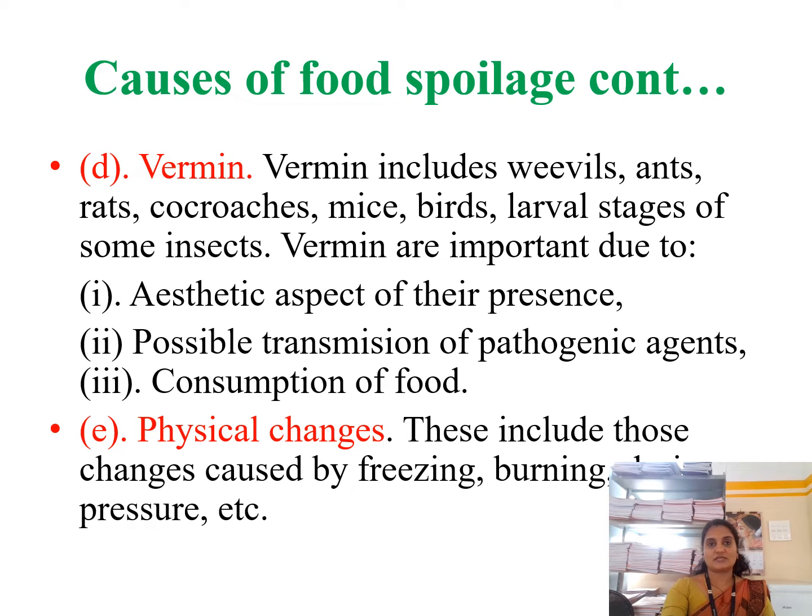Maybe in seasonal foods that we store in our rooms or storage rooms, what happens? Some types of insects, cockroaches, or rats may spoil the food products. The first concern is the aesthetic aspect of their presence and the possible transmission of pathogenic agents. Some pathogenic agents are transmitted from one food product to another food product. Also, the duration of a food product and the consumption of foods.